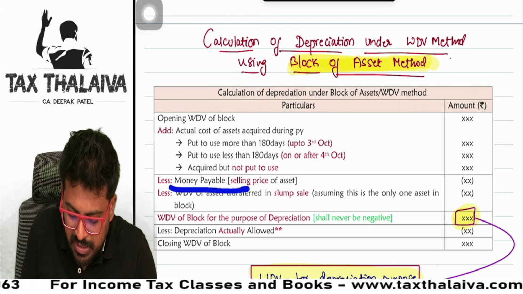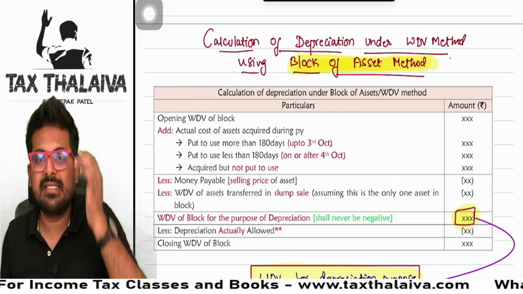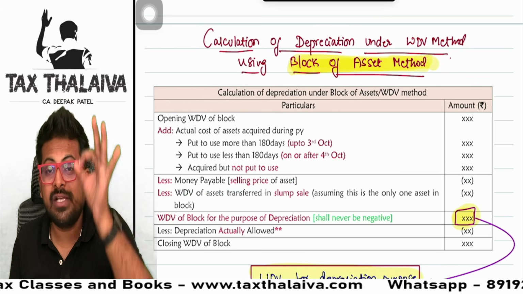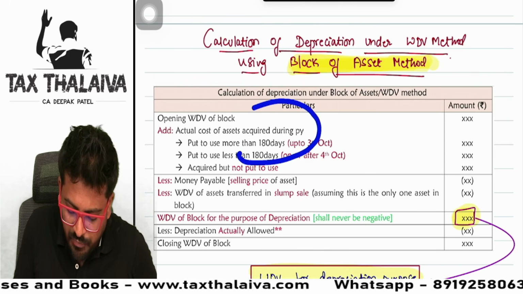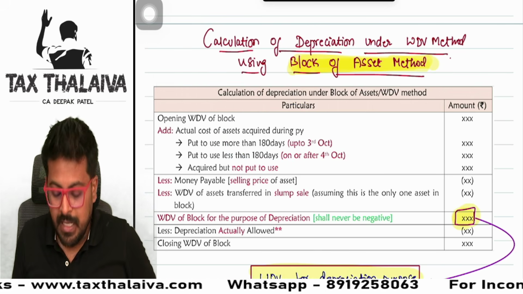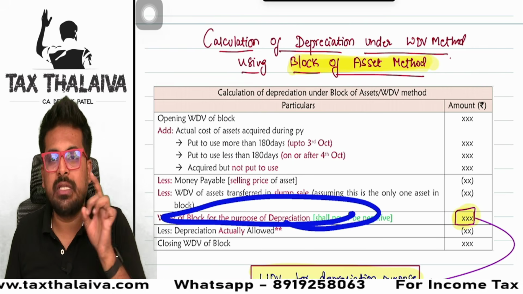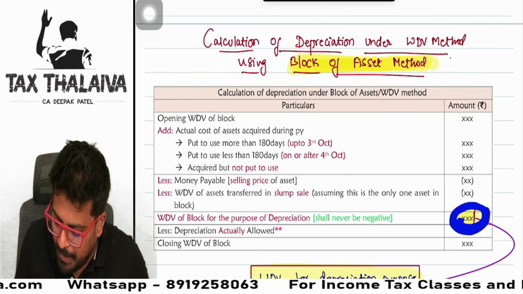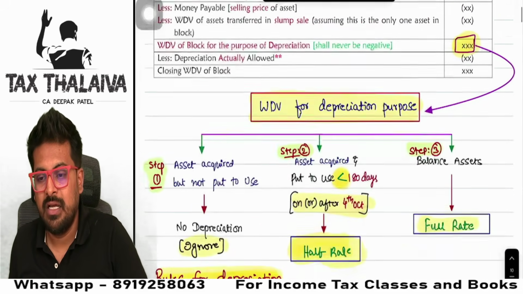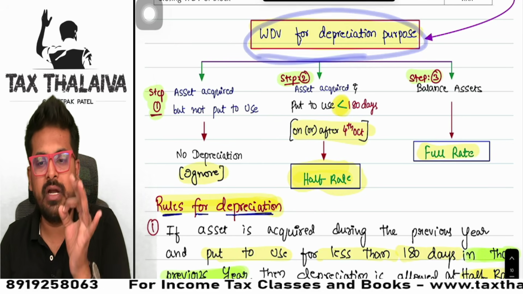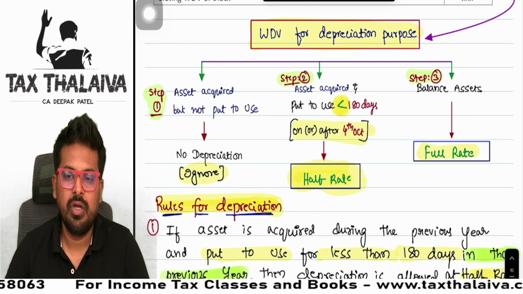And you will remove the selling price of asset, means any assets which you have sold during the year, that amount you have to reduce. The sale price you have to reduce of any of these assets. If you sold during the year, you have to reduce that. Then you will get WDV for the purpose of depreciation. This WDV for the purpose of depreciation, you will take here separately.